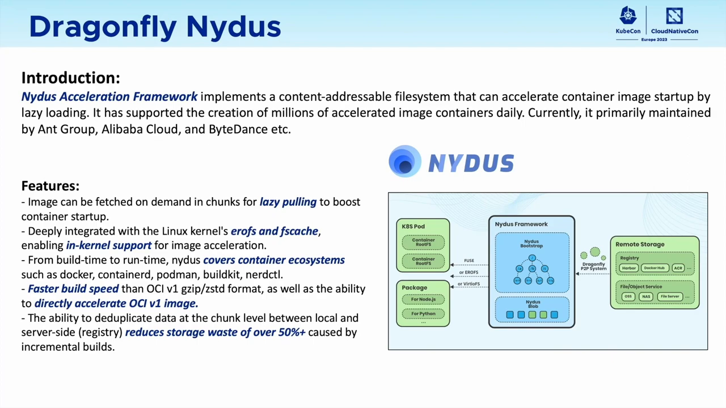It has faster build speed than OCIv1, gzip, or ZSTD formats, as well as the ability to directly accelerate OCIv1 images, and the ability to deduplicate data at the chunk level between local and server-side, reducing storage waste of over 50% caused by incremental builds.